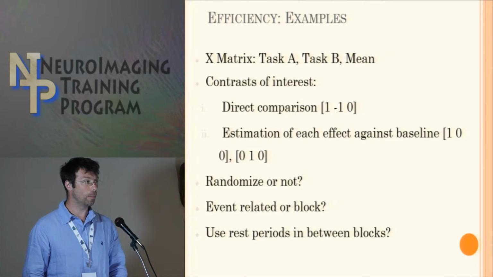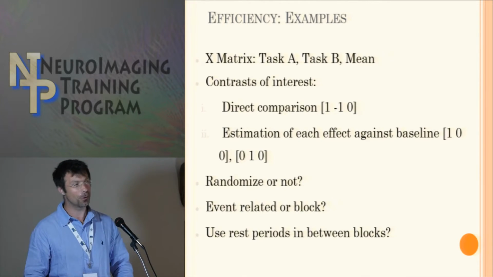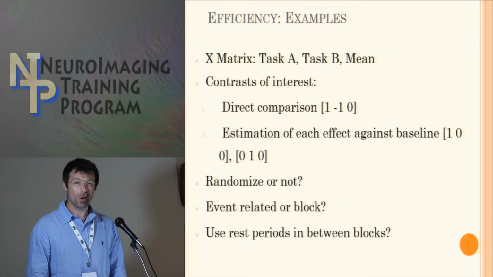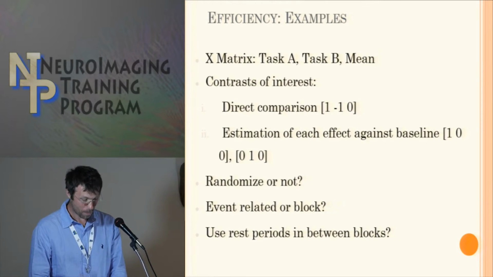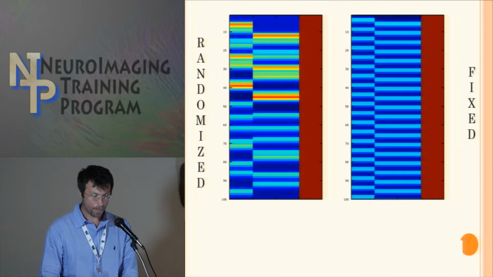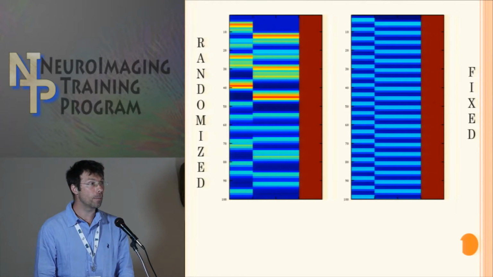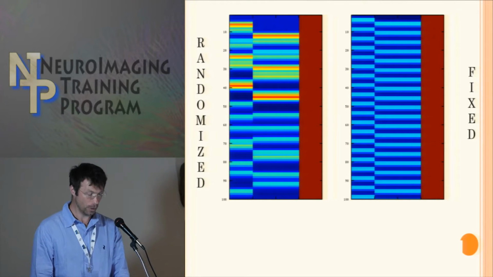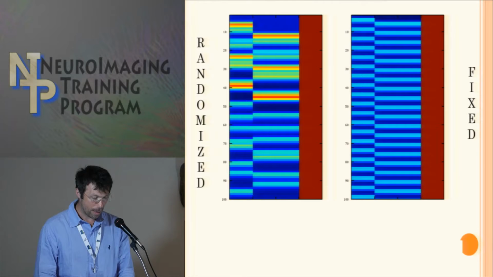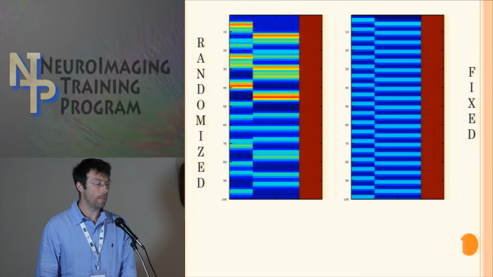And here are the questions. Should I randomize, not randomize? Event-related or block? Should I use rest periods in between blocks, or can I do away with the rest periods? If I could do away with the rest periods, I can jam way more trials in there. Right? Again, you're usually sitting at your own desk, pondering what could be very important factors. Right? So here we go.